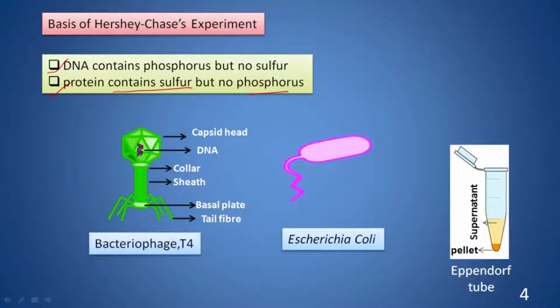Here is a diagram of the bacteriophage T4. This as a whole is called the head, the capsid head, and there is the DNA, and there is the collar, sheath, base plate and tail fiber, which we don't need to understand all this. This is the main thing. In the coat you have protein, and this is the Escherichia coli, and this is the tube which is generally used in the experiment. After centrifugation, you will get a supernatant and a pellet. DNA settled in the pellet, and the supernatant is the liquid part of the experiment.